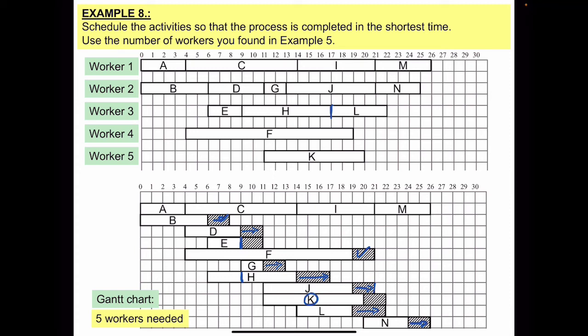So this is the scheduling diagram, and I have 5 workers. Worker number 1 is responsible for all critical activities. Worker number 2 has the activities B, D, G, J, N, and then workers 3, 4, 5 have the rest of the activities. Obviously, you can switch K and F, for example. Yeah, that could be switched. So that's why I said there is not only one possible answer.